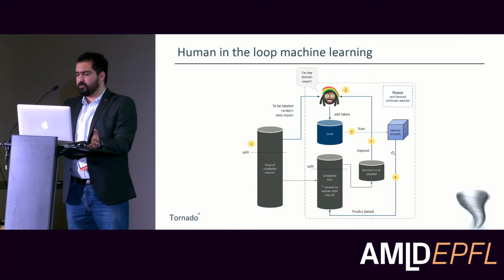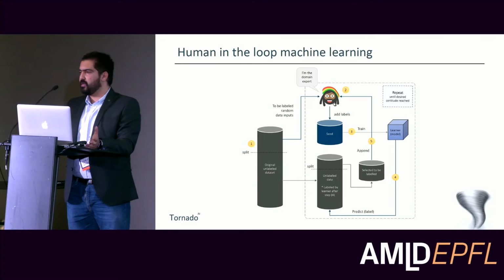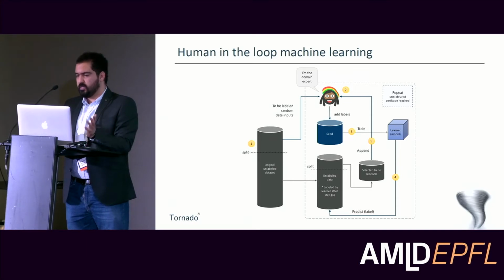As you can see after step 4, we have the model that will be labeling the remaining part of the data that we haven't labeled in the beginning. After that, we will send the predictions, or the labeled data, to the human expert, who will correct the labels that were done by the learner. And we will repeat this process. We will have different iterations until we reach the desired confidence or certitude of this model. So this is, in a nutshell, what human-in-the-loop machine learning is.